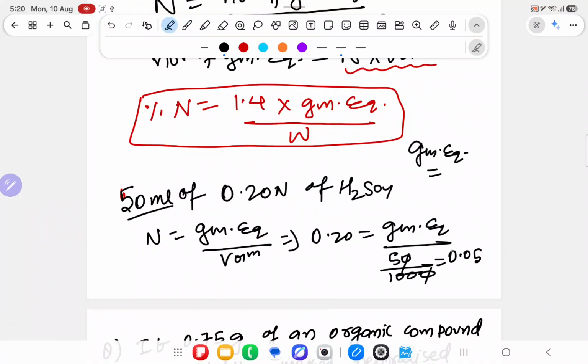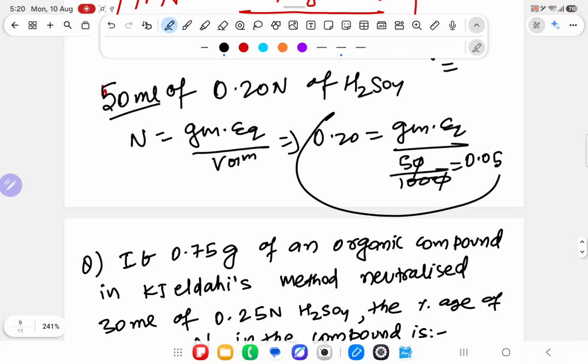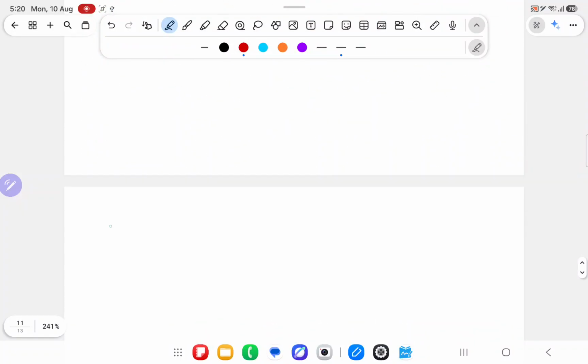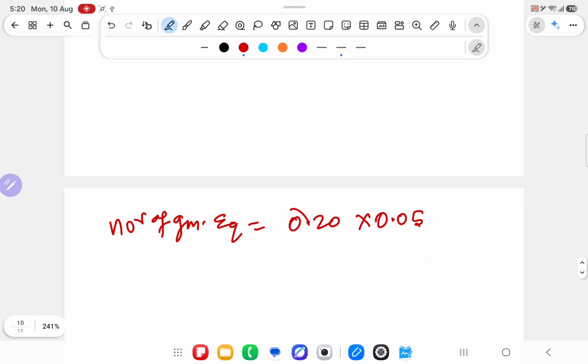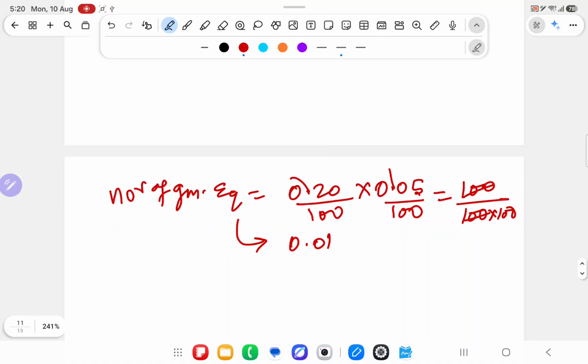is equal to... Over here there is no space, so I will solve this on the next page. What I have got: number of gram equivalent is equal to 0.20 into 0.05. Now don't panic. These two I have multiplied. This decimal gone, this decimal gone, coming 100, coming 100. 5 twos are 10, 100 by 100 so into 100, this cancelled. Number of gram equivalent 0.01 coming for H2SO4.